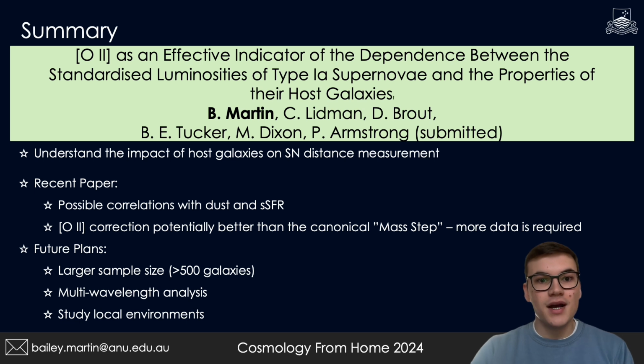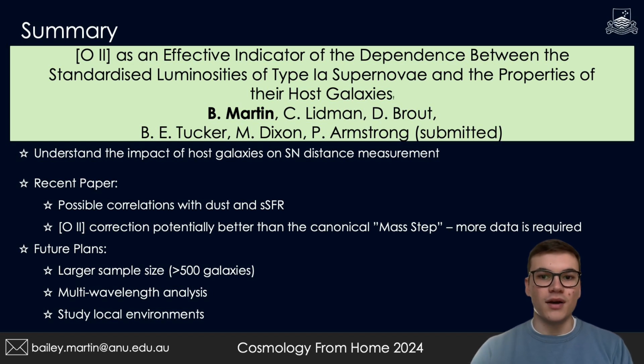So in summary, I've been obtaining IFU spectra of Type Ia supernova host galaxies to look for correlations between host properties and the supernova-derived Hubble residuals. In my recent paper, I find a correlation with the O2 equivalent width, a tracer of specific star formation rate, as well as a color-dependent correlation with the Balmer decrement, which traces dust attenuation.